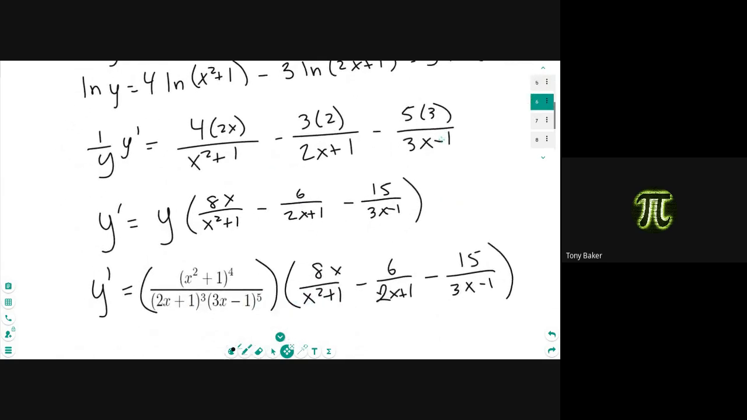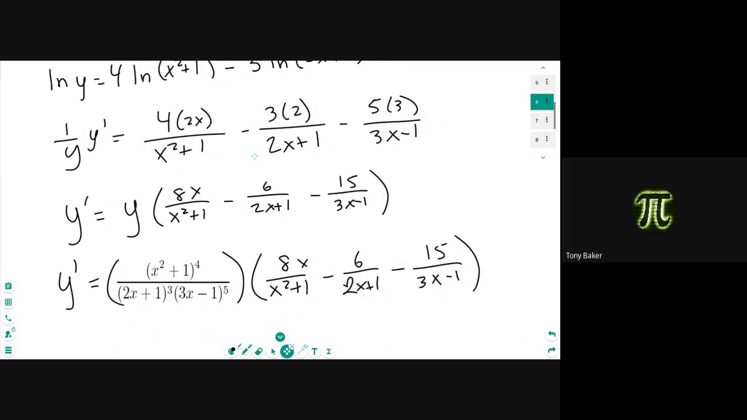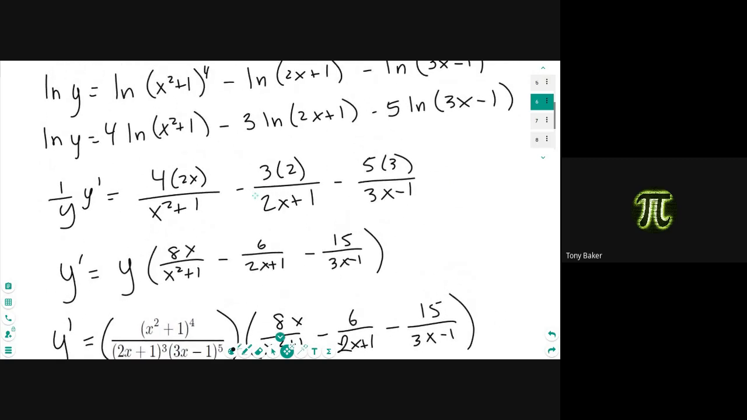But the same thing over here. Notice how when I did it, the ln of x or ln of u is just 1 over whatever it is. So I just put that underneath the bottom, and then that piece right there, that's the chain rule part. The chain rule of x squared plus 1 is 2x. The chain rule of 2x plus 1 is 2. 3x minus 1 is 3. So that's that chain rule piece.